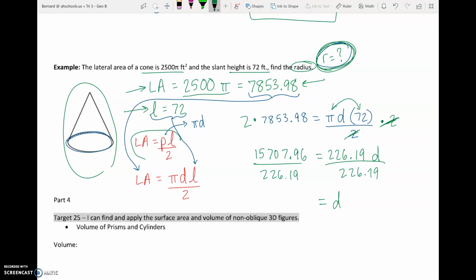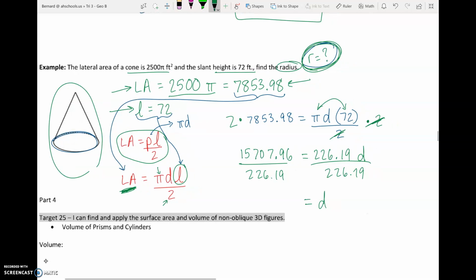We know this formula right here will give us lateral area: perimeter times slant height divided by 2. Well, since we know lateral area, which is 7,800 and something, and we also know slant height, which is 72, and obviously we know pi and this divide by 2 because that's part of our formula, what we're left with is just d, right? And we can solve for d.